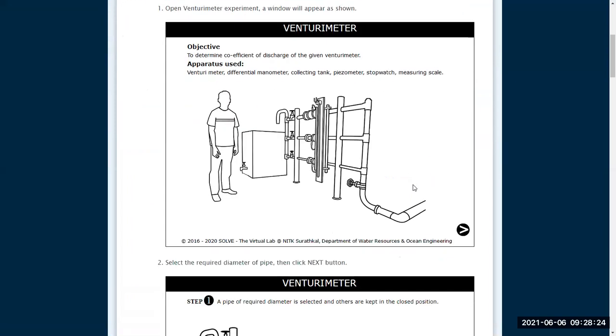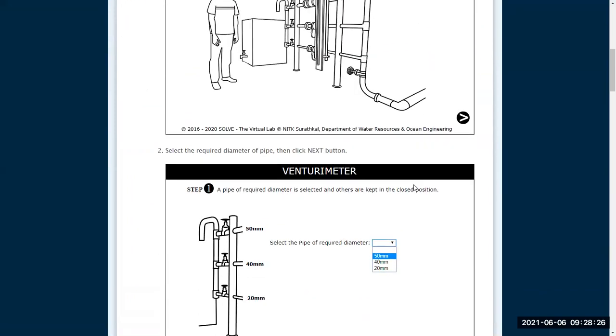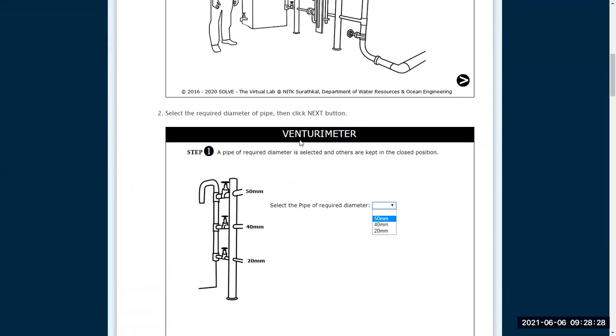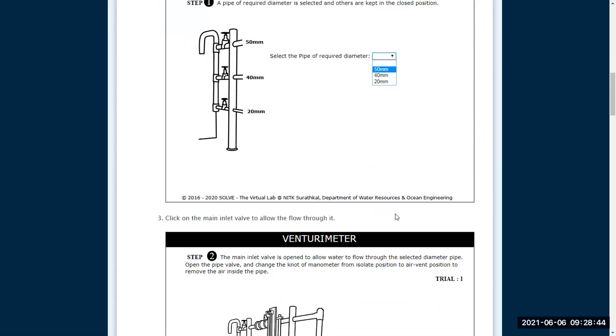Okay, so the first step is to select the required diameter of the pipe. You have 50 mm, 40 mm and 20 mm diameter pipes. So you have to select the required diameter of pipe. That is the first step.